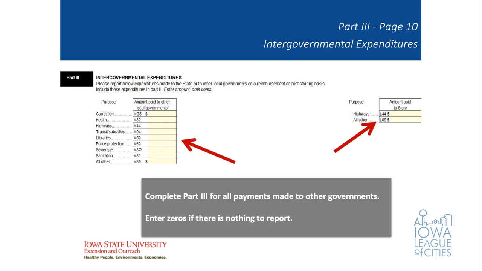Here's the intergovernmental expenditures where even though they're included in part 2, all of the breakdowns by department, now we want to break them out just for those expenditures that you're giving to another government. Maybe you pay the county for your sheriff's protection, or maybe you pay the county to take care of your highways. If you do not have any of this activity, please enter zeros for each of these lines so that the state knows that you have actually looked at this portion of the report.